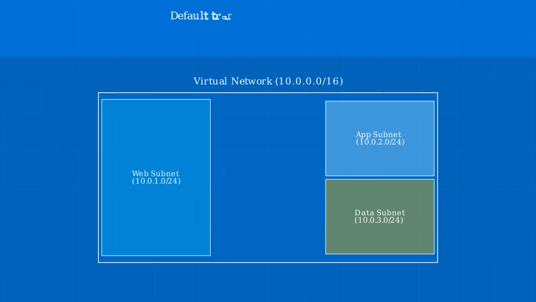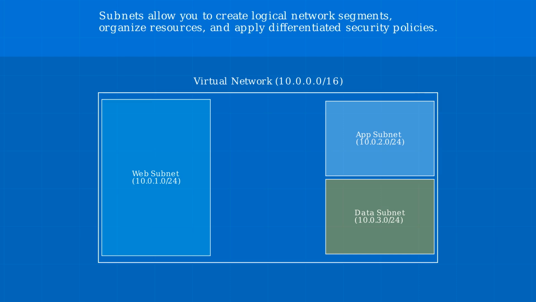Resources in different subnets can communicate with each other by default, but this can be controlled using network security groups or Azure Firewall. In summary, subnets allow you to create logical network segments within your virtual network, helping you organize resources and apply differentiated security policies based on your application's needs.